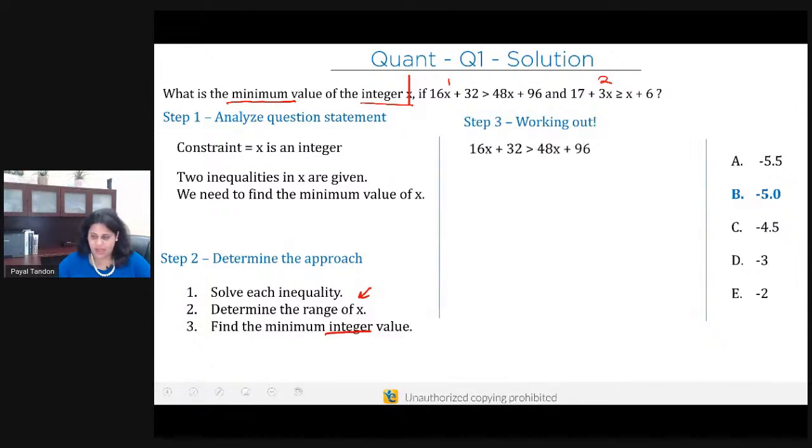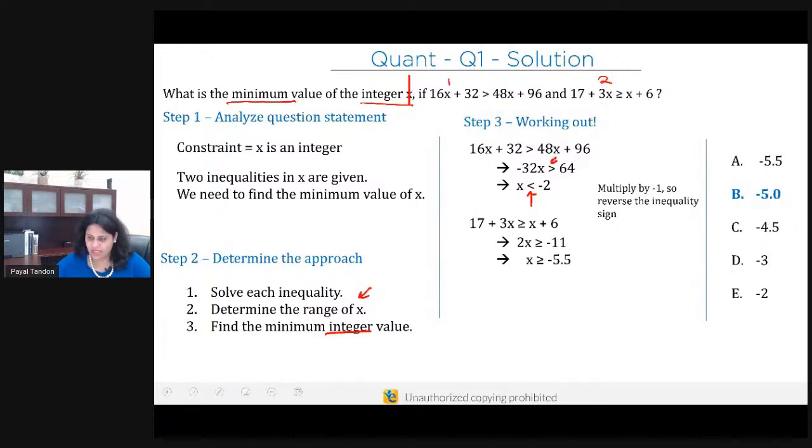Now, working out, I take up the first inequality and solve it, bringing the like terms together. Minus 32x is greater than 64. I get x is less than minus 2. And over here, because I'm multiplying both sides by a negative number, I had to make sure that I flip the sign of the inequality. I did that here. I take up my second inequality, and I get x is greater than or equal to minus 5.5. Again, I have to be very careful that I retain the greater than or equal to sign here. Equal to should not be missed out.